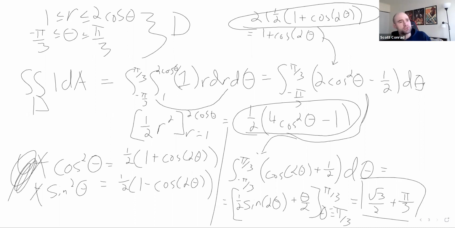I don't want to spend too long on the evaluation. The important bit of the evaluation here is using these double angle formulas down here, which are very good to know because those pop up all the time. You get sine squareds and cosine squareds all the time that you have to integrate.